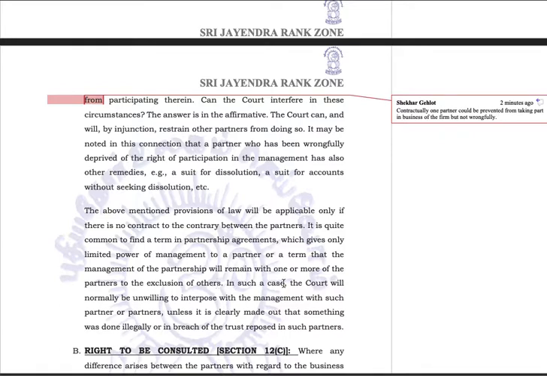In such a case, the court will normally be unwilling to interpose with the management with such partner or partners. Court will usually not interfere unless it is clearly made out that something was done illegally or in breach of the trust reposed in such partners. Unless you make out a case in front of court that what they are doing is illegal, and they are doing it with malicious intentions, okay, then court can jump in.